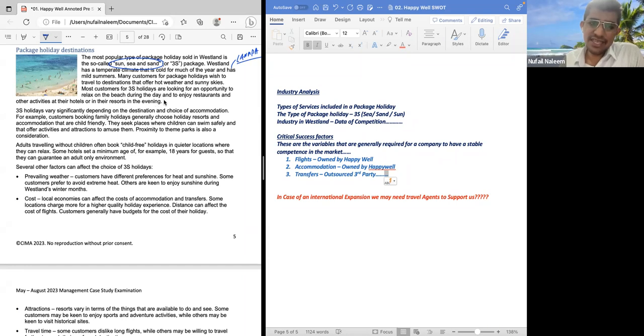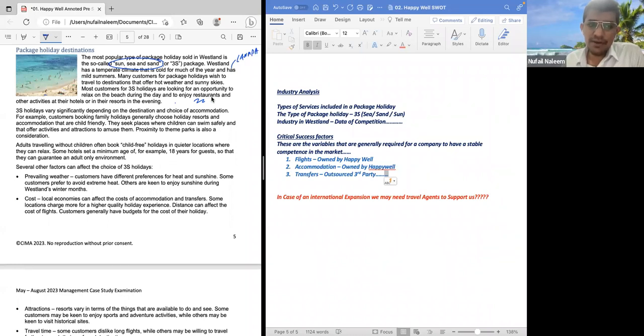So students, once again, that is also very, very transparent, the need of the customers. The need of the customers is very, very practical and very clear also. Students, can I get a confirmation from you all in the chat box if you got that need part? Because that need part is very, very important. Now, students, 3S holidays vary significantly depending on the destination and the choice of accommodation.